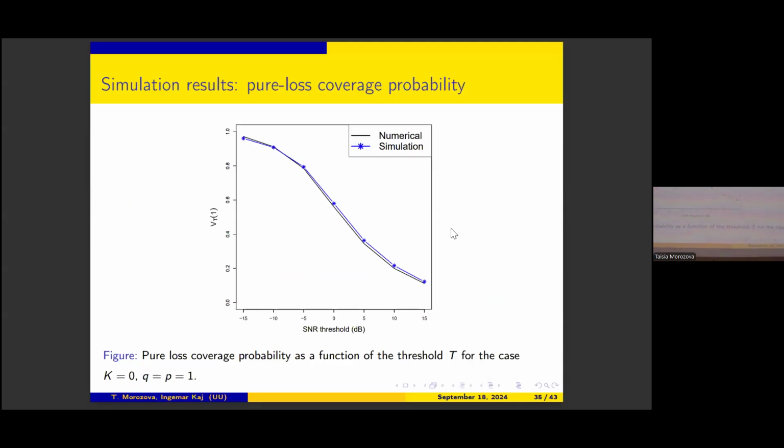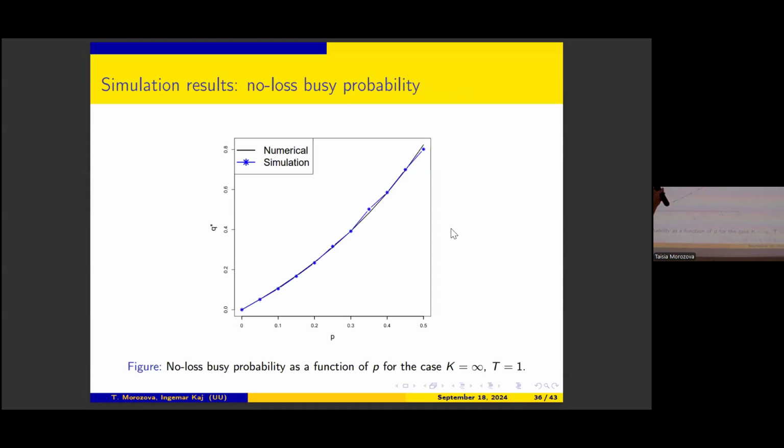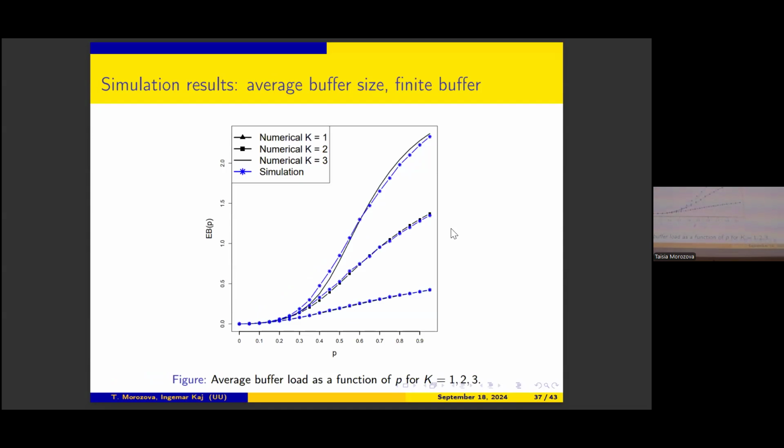So here are some simulation results. This is the coverage probability as a function of the SINR threshold. So, okay, I think we get quite close results. Then this is the Q star as a function of P. And then this is the average buffer size for the cases when we had a buffer of 1, 2, and 3. Okay, so in this case, it actually deviates quite a bit for the larger values of P. Maybe one interpretation here would be that these larger values of P are not relevant in real networks because they're just too large and networks can't work anyway.